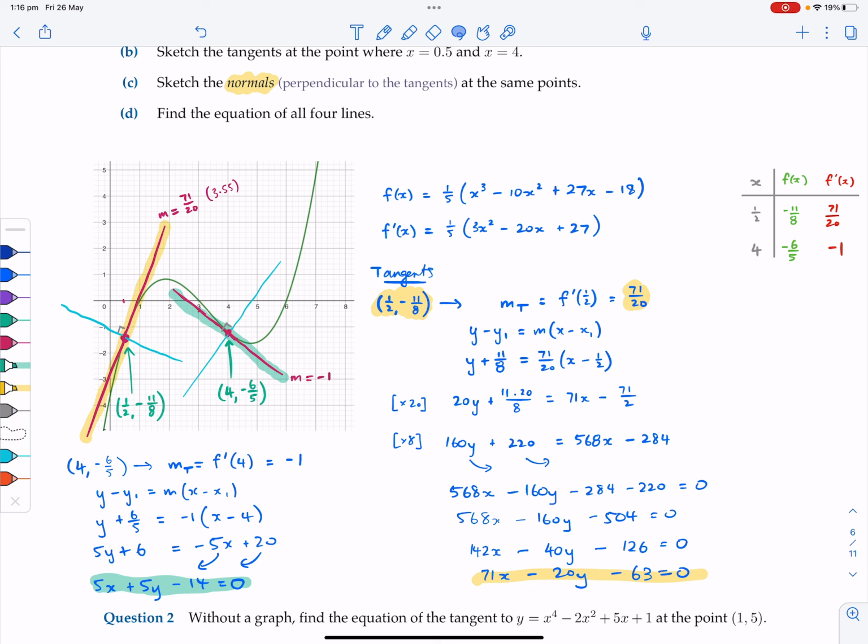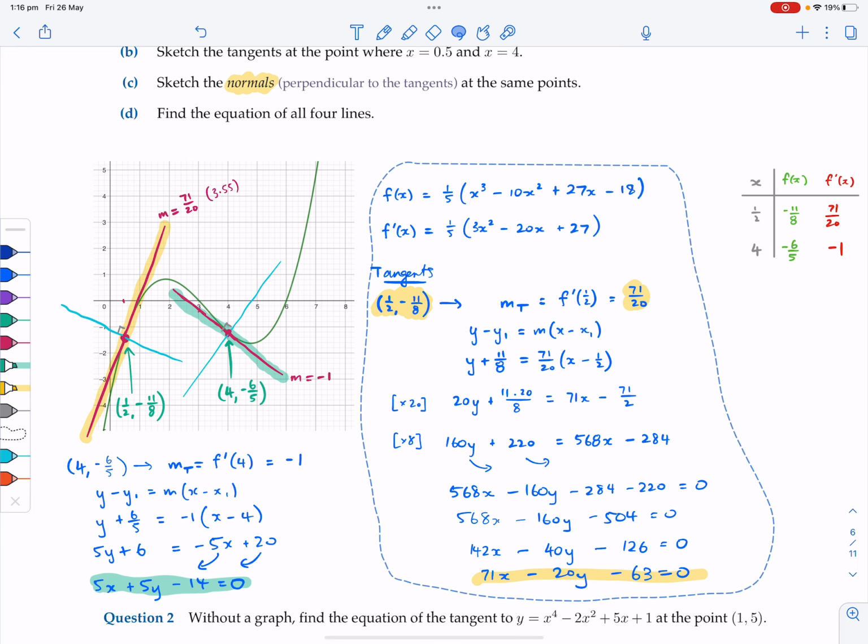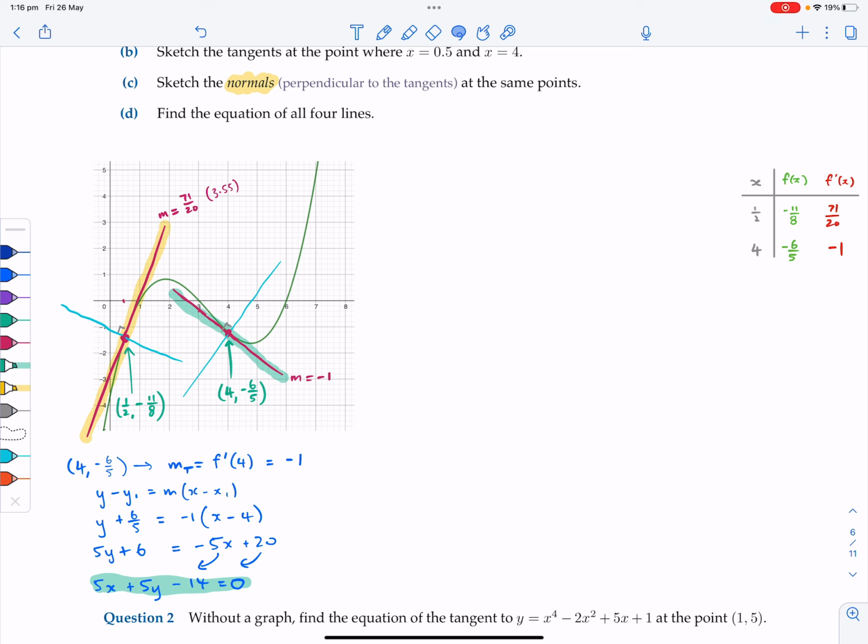Now I'm going to do the normals. So I need to clear some space here. Okay, so the normals. So the first one, actually, you know what, I'm going to do the second one because I think it'd be nicer. No, I'll do the first one. Right, the first one. So I've got a half, comma, negative 11 over 8. All right, so the gradient of the normal is what? Well, it's the negative reciprocal of the gradient of the tangent.